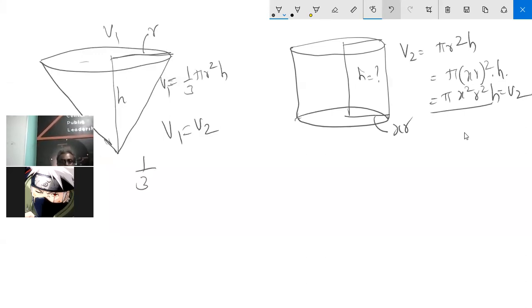1/3 pi into r squared into h1 is equal to pi into x squared into r squared into h2. R squared cancels, pi cancels. So h1 by 3 is equal to x squared into h2.